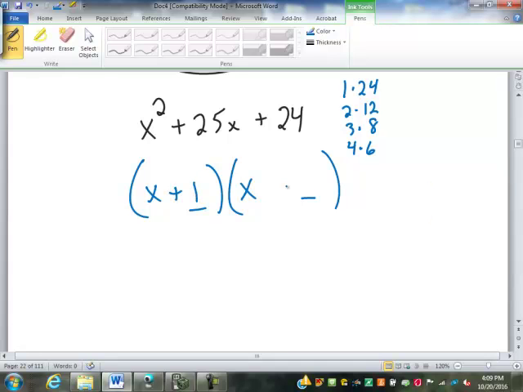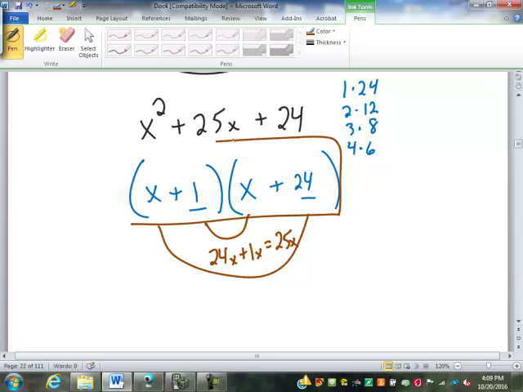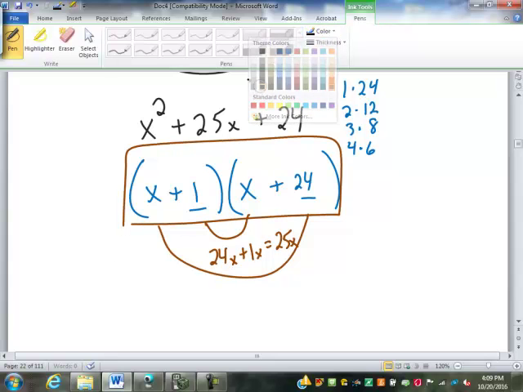1 and 24. Okay. 1 and 24 is the one that works. x times 24 is 24x. 1 times x is 1x. That does add up to 25x. I picked that because that's usually the last one people try is 1 and 24. Usually they try 4 and 6, 3 and 8 first.